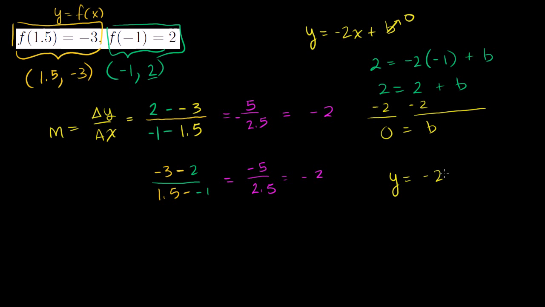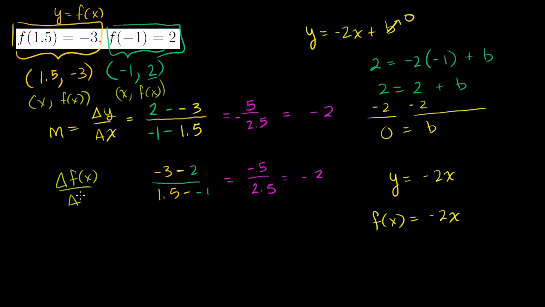Y is equal to negative 2x. Or actually, if you wanted to write it in function notation, it would be that f of x is equal to negative 2x. I kind of just assumed that y is equal to f of x, but this is really the equation. They never mentioned y's here. So you could just write f of x is equal to negative 2x right here. And each of these coordinates are the coordinates of x and f of x. So you could even view the definition of slope as change in f of x over change in x. These are all equivalent ways of viewing the same thing.